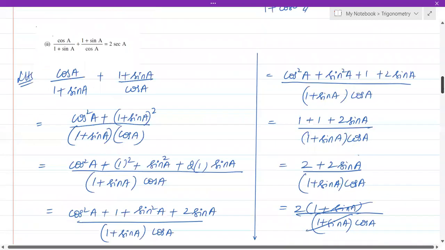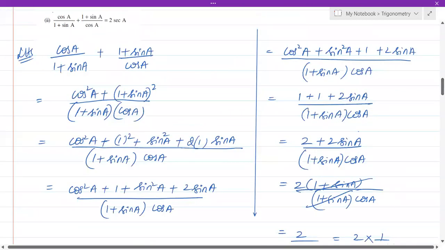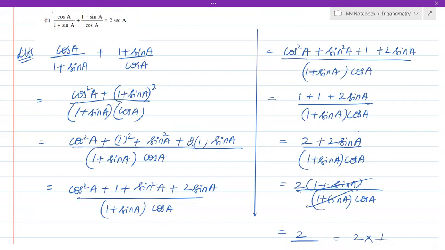So we have just followed the procedure. What was the procedure? There was no trigonometric identity, so convert everything into sine and cos. But it was already in terms of sine and cos, so we took LCM directly. Once we took LCM and simplified it, we got an algebraic identity in the numerator. We simplified that, we got a trigonometric identity. That is cos square A plus sine square A is 1. Then again on simplification, we got the RHS. So let's get into the next question.